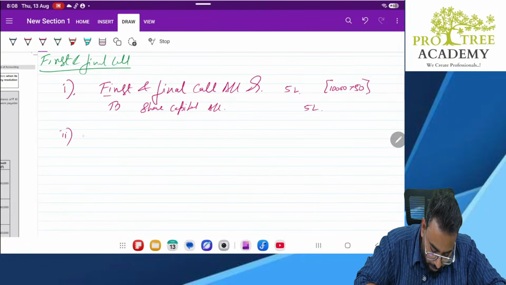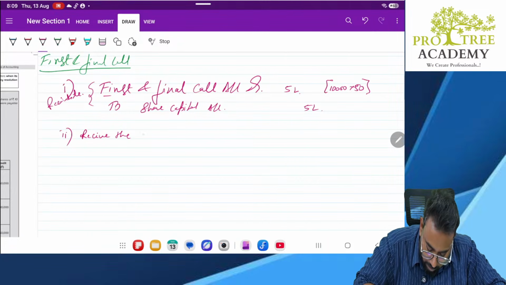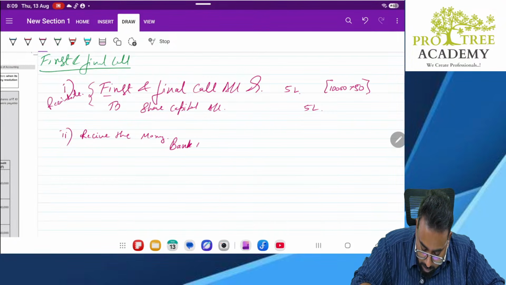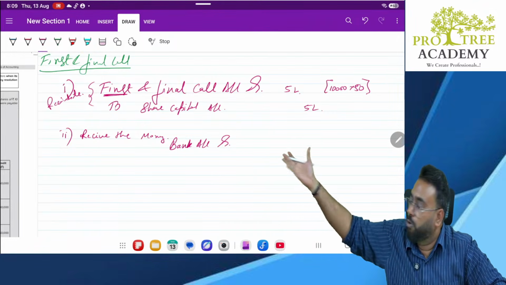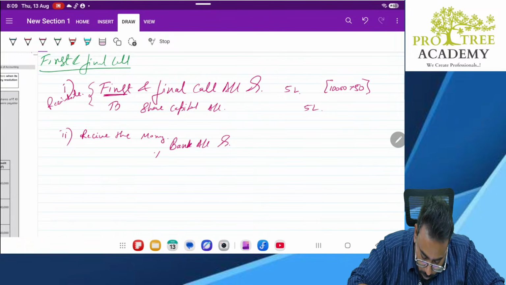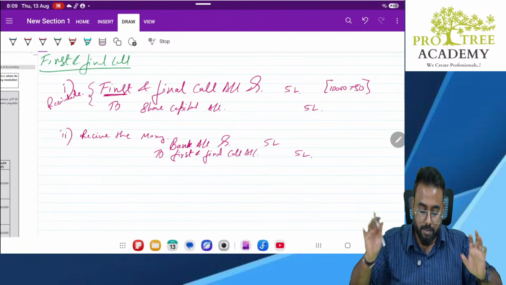Now, when we receive the money, see here it was receivable. Now we receive the money. What is the entry? Where will the money come? Money will come to the bank account. So bank account debit, to no more receivable. When there is no more receivable, the balance should come down, correct or no? To first and final call account, 5 lakh. Done.